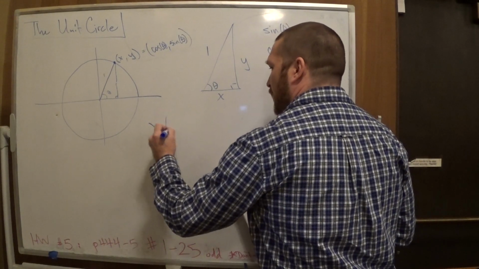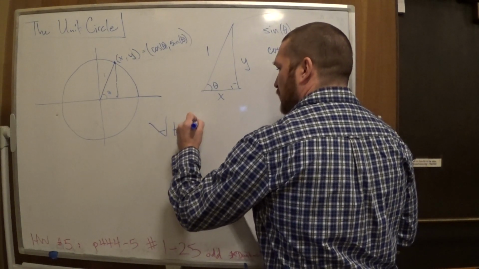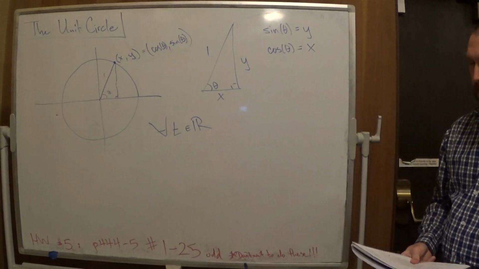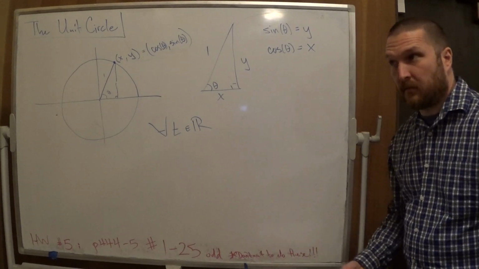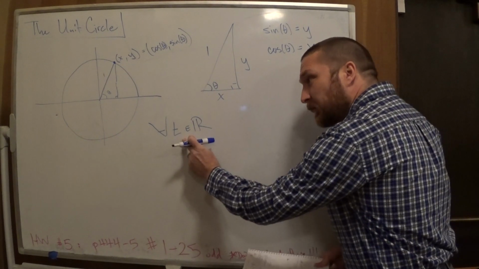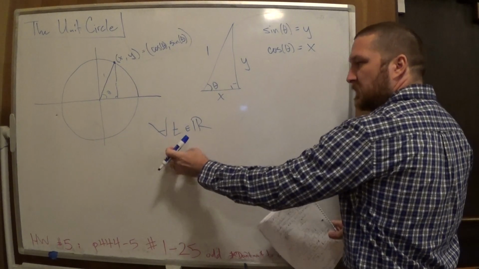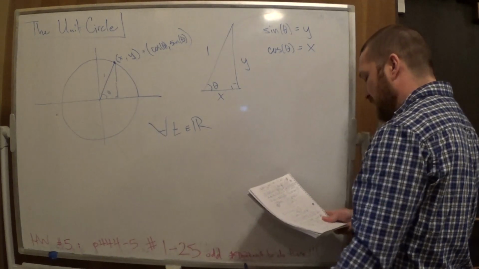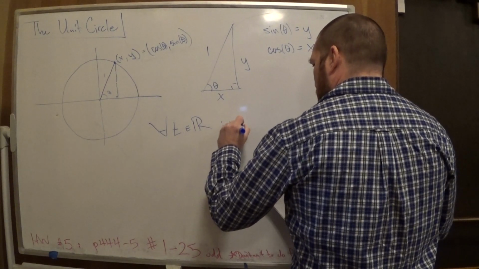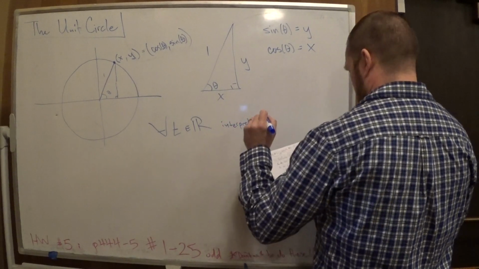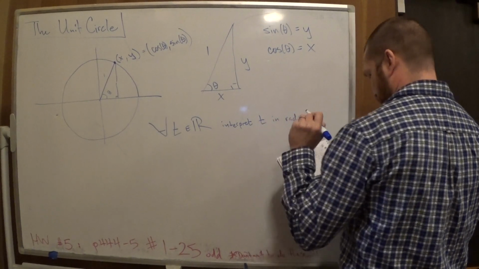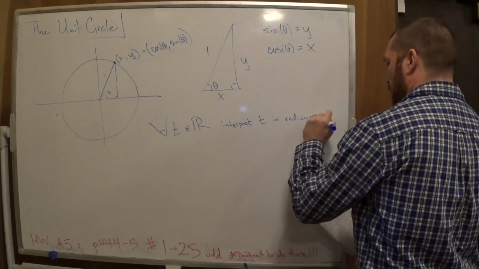Watch this. For all t in the reals. In other words, for every real number t, it could be a billion. It could be a billion to the billionth. It could be 0.01. It could be negative pi. Doesn't matter. Any real number. For every, this means for all, and so for all real values of t, interpret t in radians as the measure of an angle.